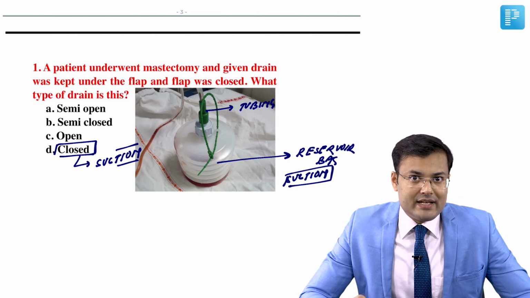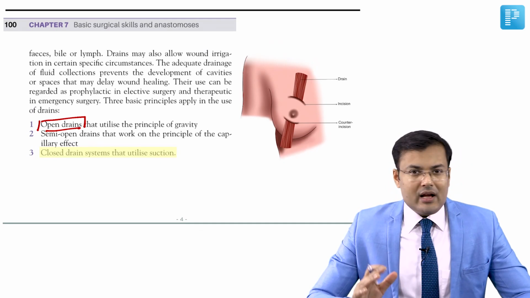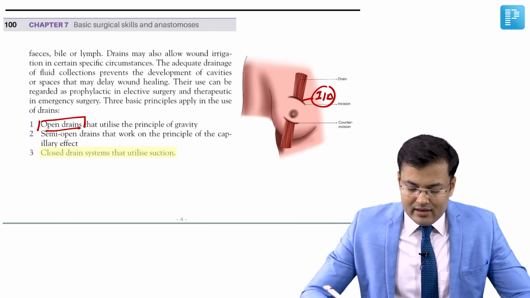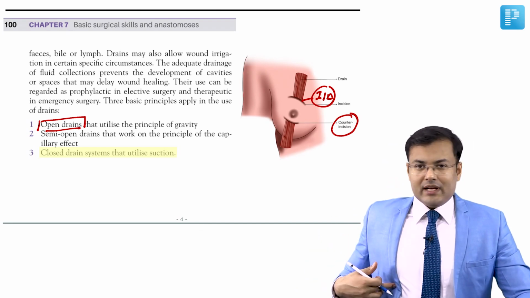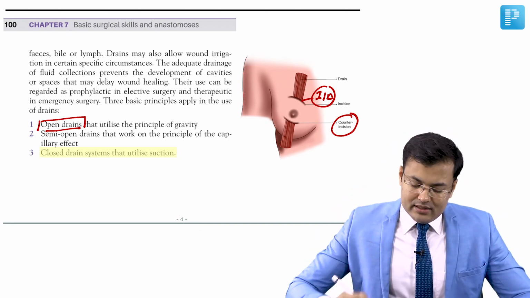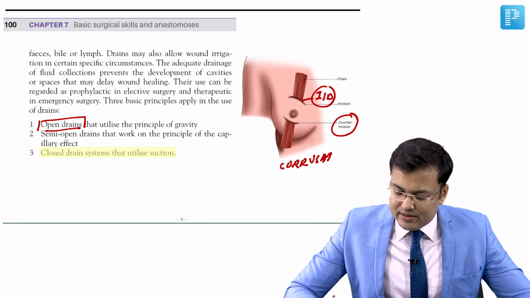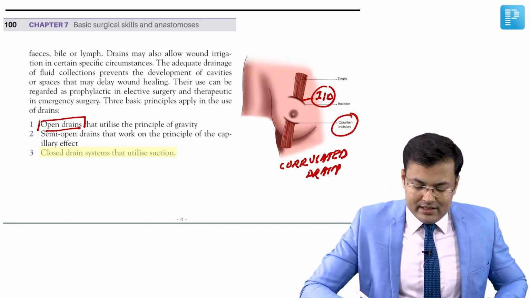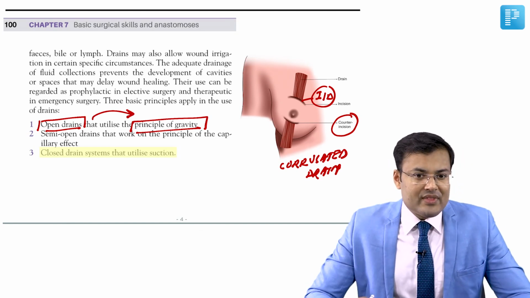See what are the types of drains. There are three types of drain. First is open drain. You have seen patients of breast abscess, and in those patients we perform incision and drainage. After that, we give one counter incision also. So there is one incision and we give a counter incision, and after that we insert a corrugated drain, or sometimes a plastic sheet. How is this drain going to work? This is going to work with the help of gravity. So open drain utilizes the principle of gravity.